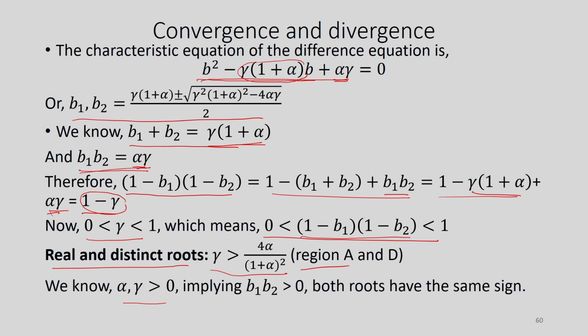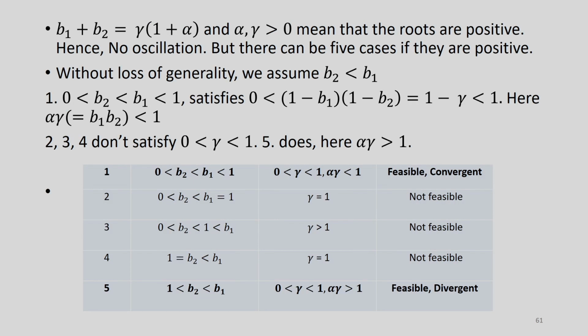Now, if B1 multiplied by B2 is positive, then there are only two possibilities: either both of them are positive or both of them are negative. Both the roots have the same sign. Now, can both of them be negative?